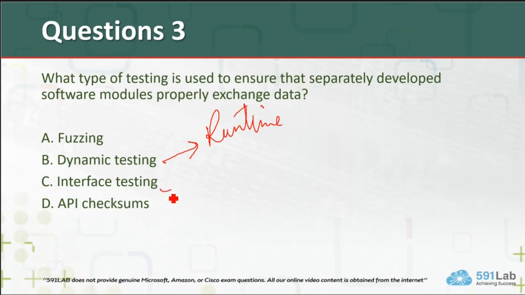Interface testing is used to ensure that software modules properly meet interface specifications, and thus will properly exchange data, specifically with databases, for example. So in this case, actually the answer is C. And actually API checksum are not a testing technique.